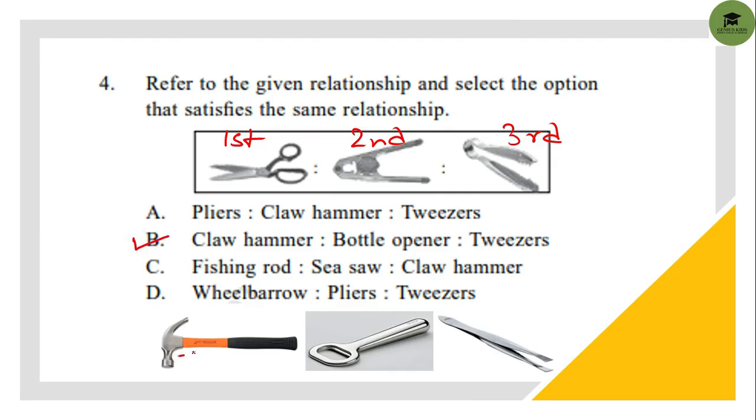See, this is a claw hammer. This is a bottle opener, and this is the tweezer. This is the first class lever, this is the second class lever, and this is your third class lever. So option B is your correct answer. Okay.